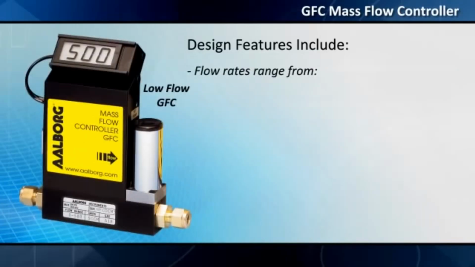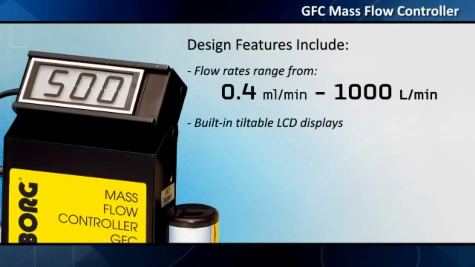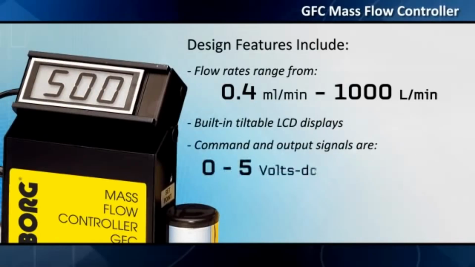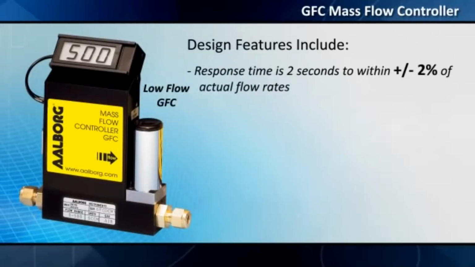Flow rates range from 0.4 milliliters per minute to 1,000 liters per minute. Built-in tiltable LCD displays. Command and output signals are 0 to 5 volts DC and 4 to 20 milliamps. Accuracy is plus or minus 1.5% of full-scale reading. Repeatability is plus or minus 0.25% of full-scale reading. Response time is 2 seconds to within plus or minus 2% of actual flow rates. Time constant is 800 milliseconds.